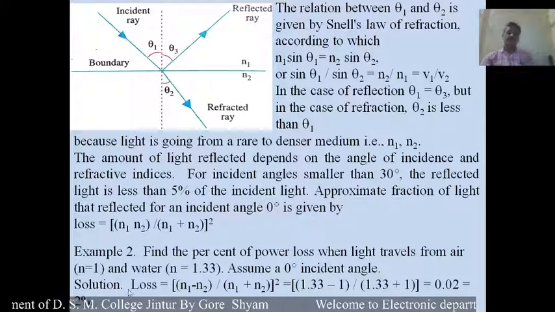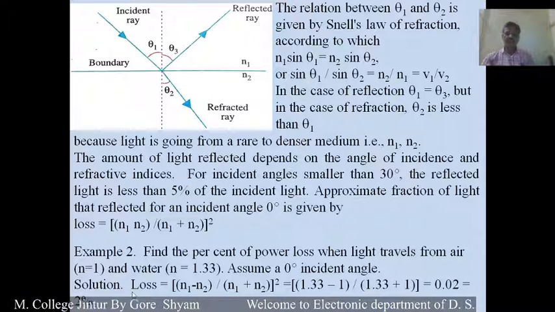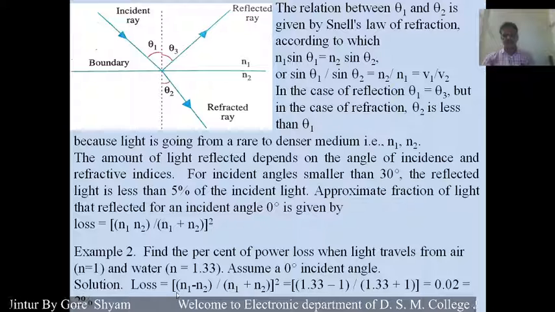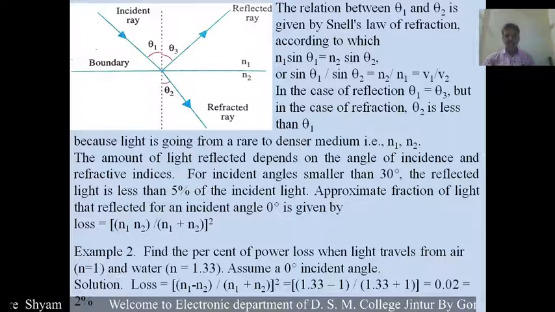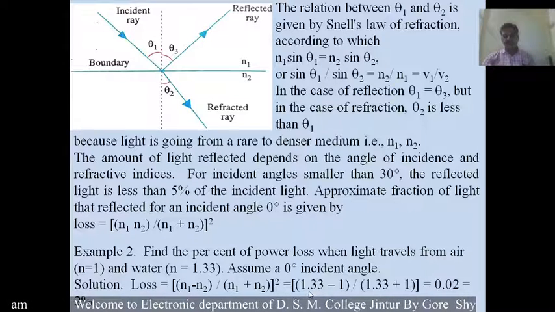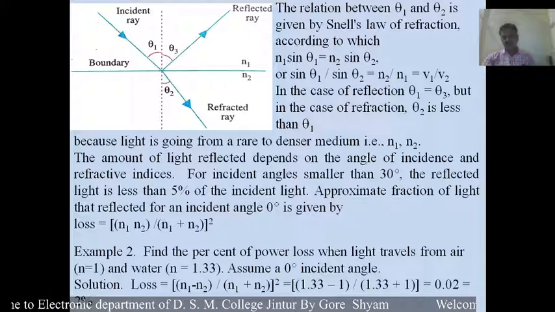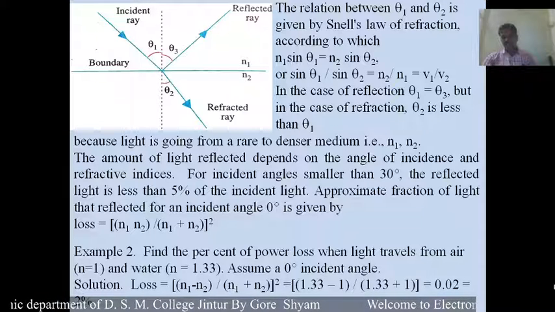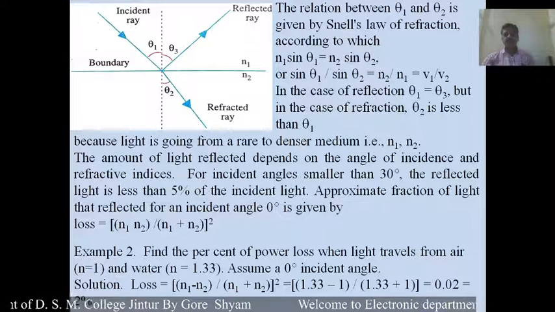Now let us find out the percent power loss when the light travels from air medium to the water, that is the denser medium. Here the loss is equal to (n1 minus n2) divided by (n1 plus n2), whole square. If we substitute the values of n1 and n2 in this equation, it is like this: (1.33 minus 1) divided by (1.33 plus 1), whole square, and that is equal to 0.02, which is equal to 2%.